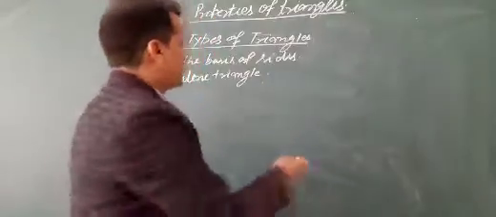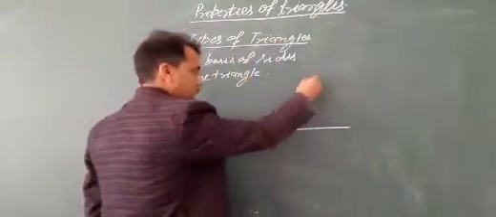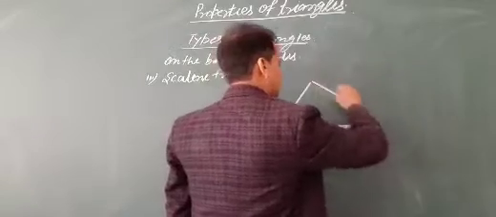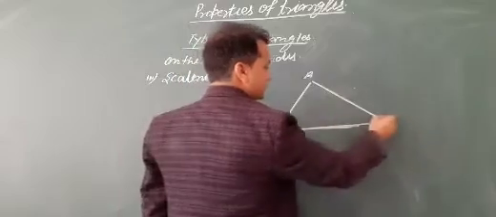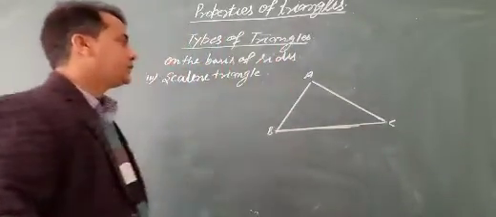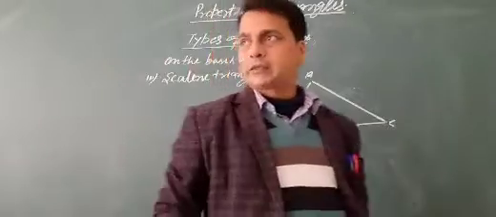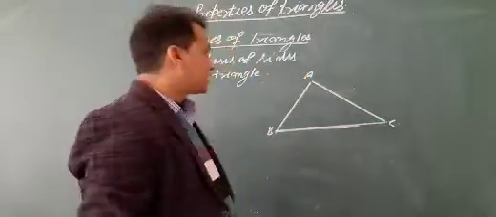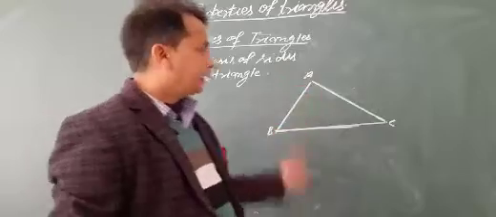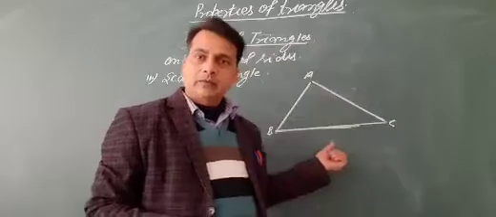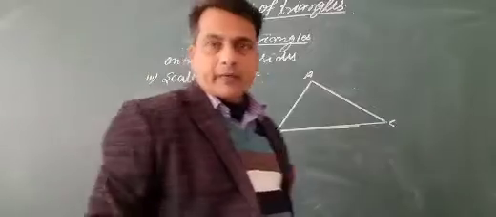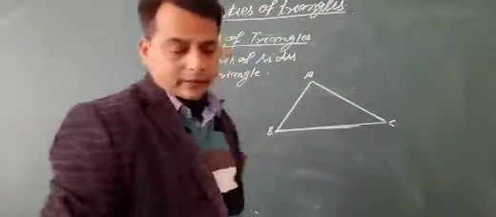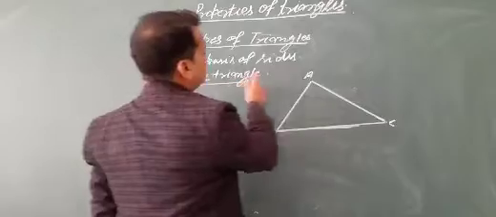Suppose that here is triangle ABC. In triangle ABC, if the length of each side is unequal and each angle is different, this type of triangle is known as the scalene triangle. So here is the scalene triangle.